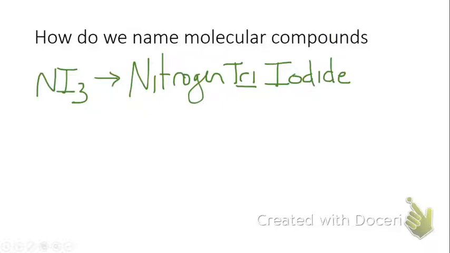Table 3.4 will be a very important table for us to memorize in this class about polyatomic ions, how some compounds have more than one atom and they have an overall charge to them. So things like nitrate, nitrite, hydroxide, acetate, when we talk about acids, those will come up.